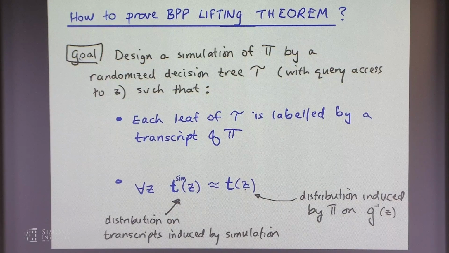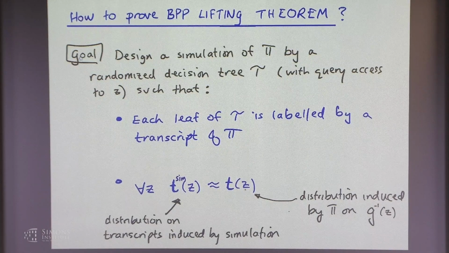So we're going to make a randomized decision tree. The leaves of the decision tree are going to be labeled with transcripts from pi, the communication protocol. And remember, it's a randomized decision tree, so for every Z value, and it's a decision tree that queries the Z's. Okay, it only queries the inputs to F. And for every Z value, therefore, you get a distribution on leaves, which is a distribution on transcripts.